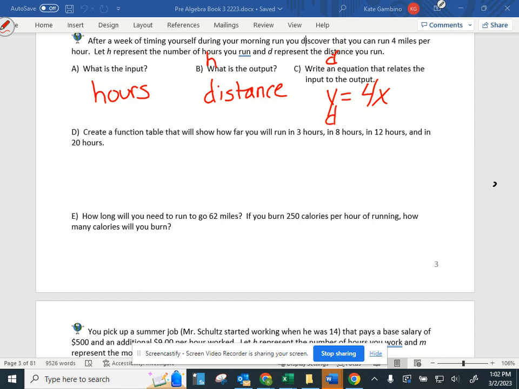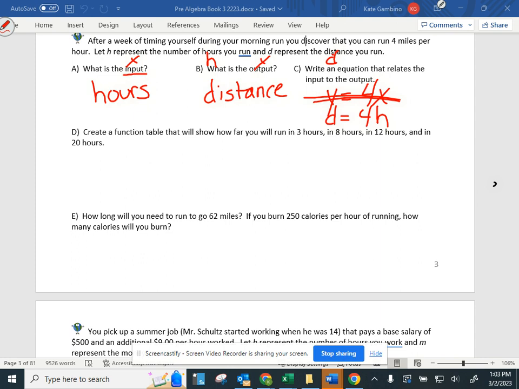D equals 4h, because my input is my x, so that's my h. My output is the y. So I don't want to write it with x and y's right now. I want to write with my hours and distance. So my output is my distance. That's going to equal 4 times the hours.